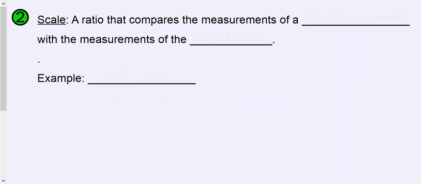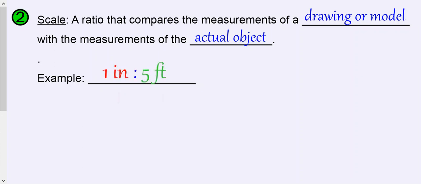Alright, scale. Scale is a ratio that compares the measurement of a drawing or model with the measurements of the actual object. And some examples are 1 inch to 5 feet. You can see here, the first one is the drawing, 1 inch, and the actual is 5 feet. You'll notice that the drawing is put first, and that's how we see ratios when we're working with scale drawings or scale models. That's also how we're going to set them up when we solve for an unknown.